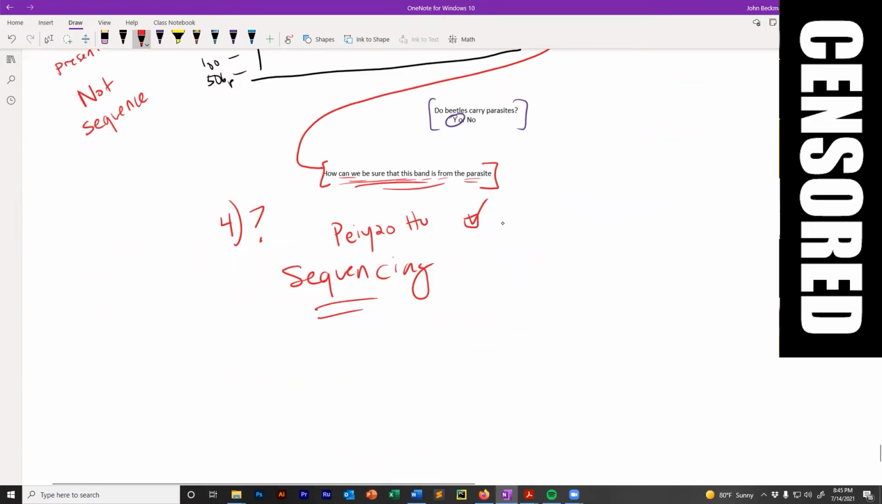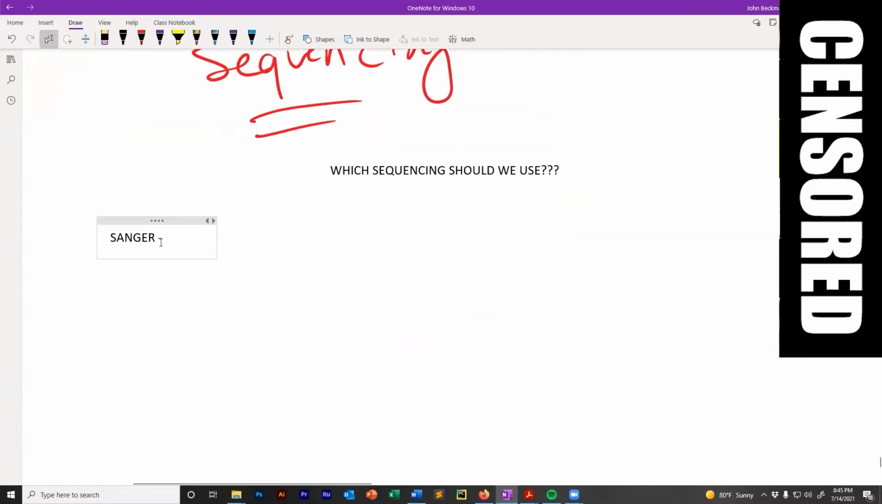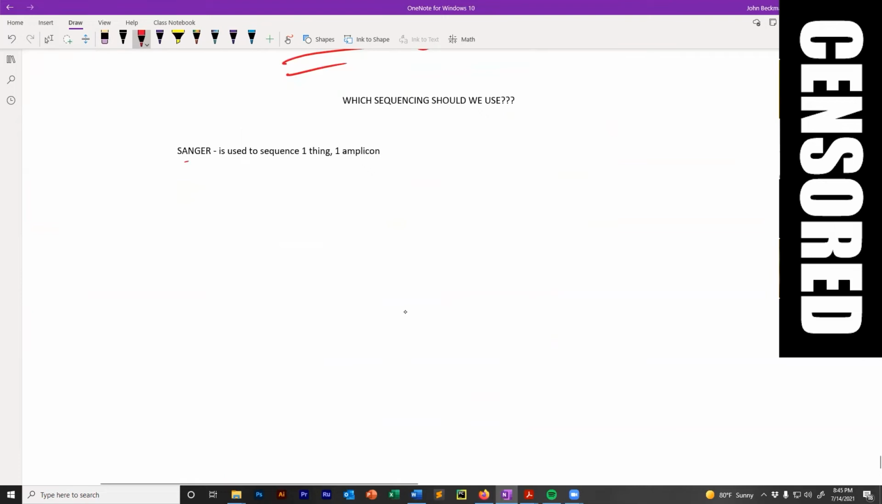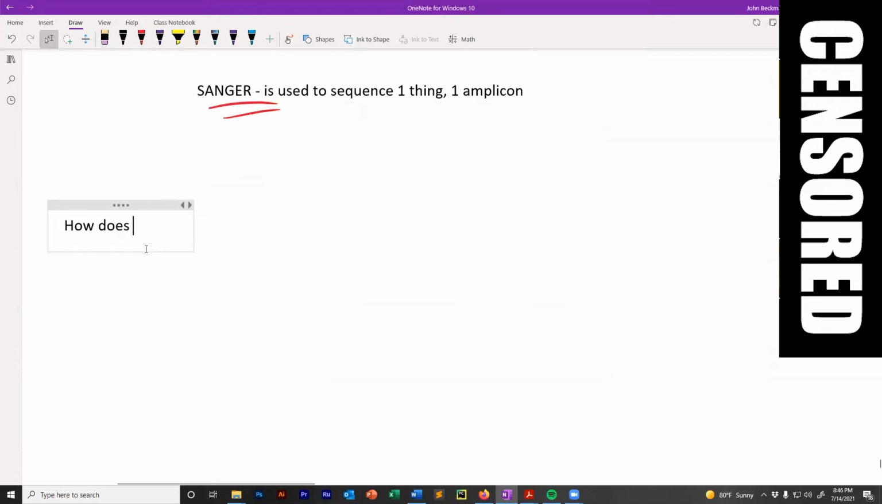What kind of sequencing? Which sequencing should we use? Very good. Sanger. Because remember how I wrote Sanger is used to sequence one thing, one amplicon. When we look at our gel, there is one amplicon. So if we want to sequence that one amplicon, we will use Sanger. So let's walk through how Sanger sequencing works.